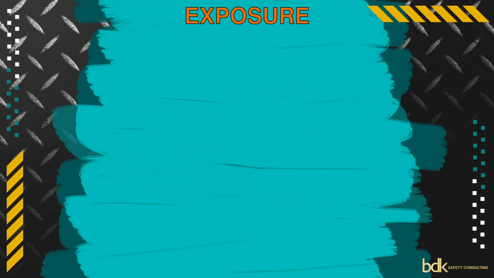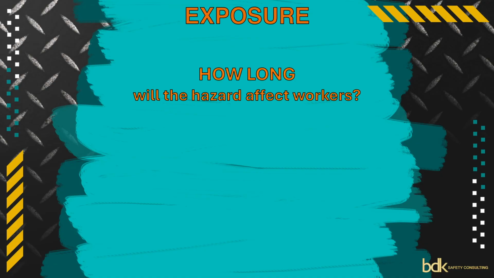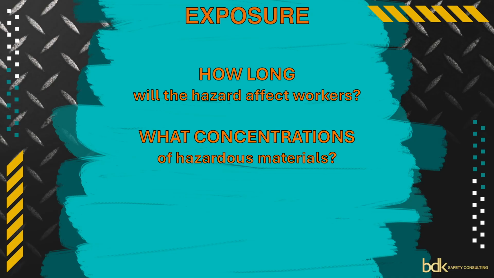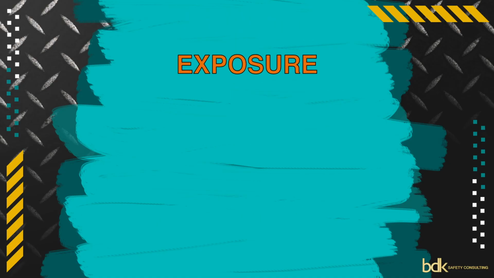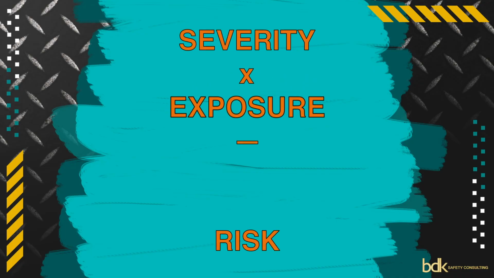Before we move on to risk, the next consideration is exposure. Exposure is the amount of time a worker is in harm's way, the concentrations of hazardous materials, or the levels of energy a worker will be exposed to. Our end goal for a hazard assessment is to determine the risk, and the math is to multiply the level of possible outcome of a hazard by the amount of exposure to the hazard. Again, keep in mind that these assessments are done with no controls in place.